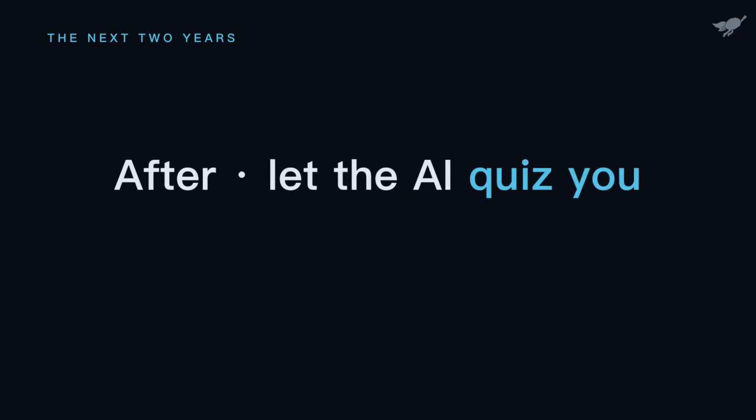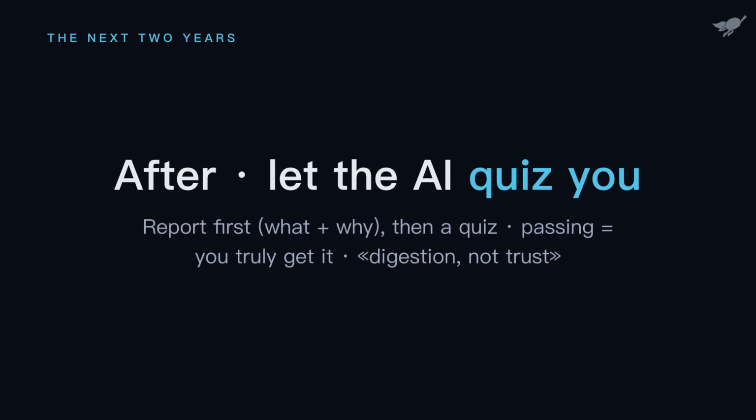Step 2 is a little odd. It is called the quiz. Have the AI write you a report first, laying out what it did and the thinking behind it, and then have it quiz you. Only if you get the answers right does it prove you really understood, instead of just skimming it and hitting merge. He says the quiz is a digestion mechanism, not a trust issue.